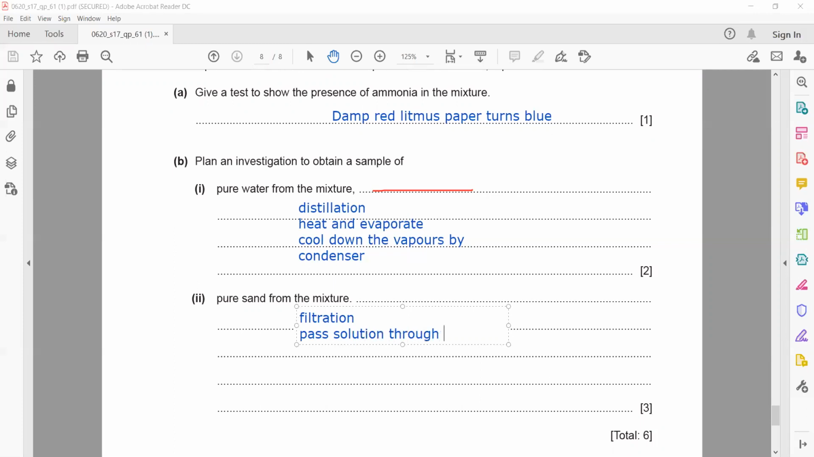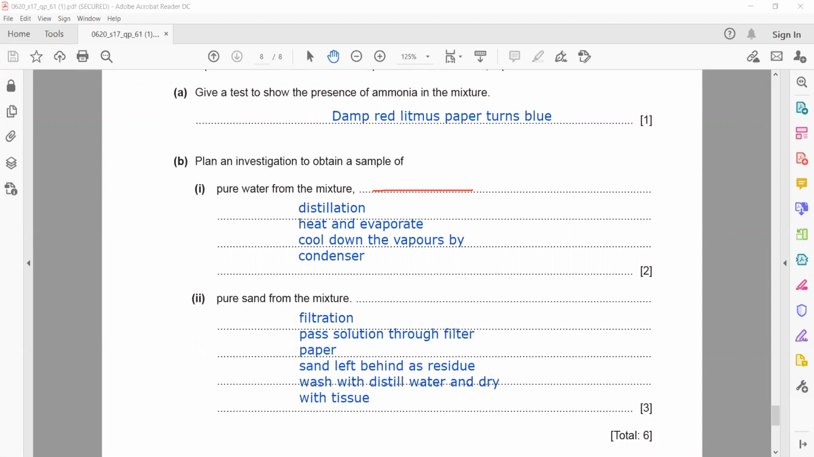Then wash with distilled water and dry with tissue or filter paper. Is it clear? This is how to separate the sand from the mixture and obtain pure water from the mixture.